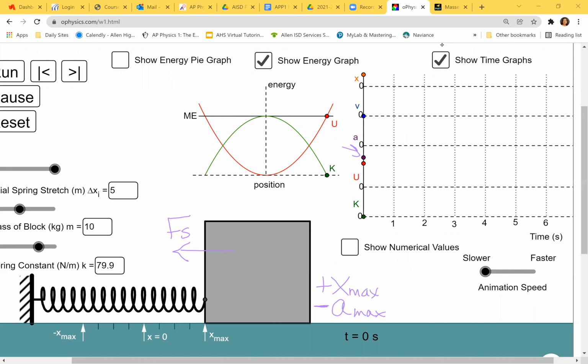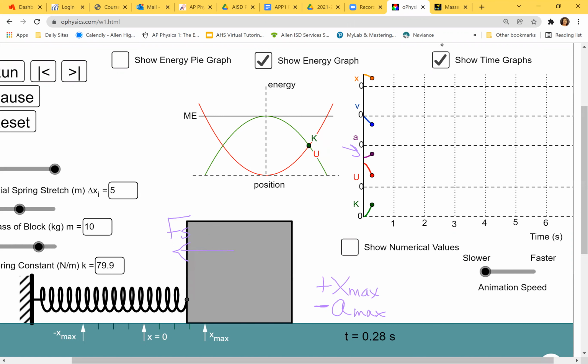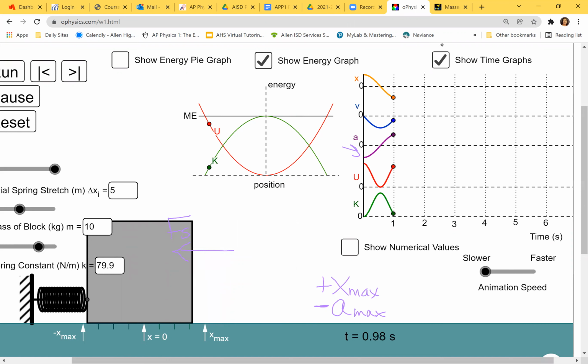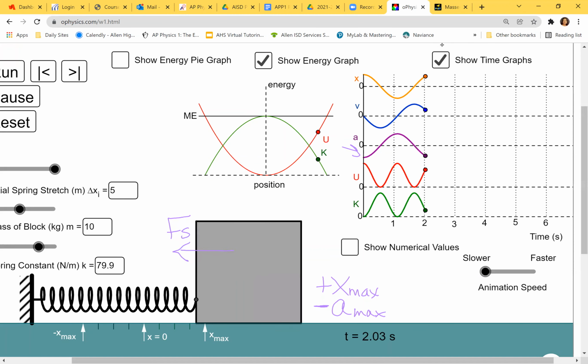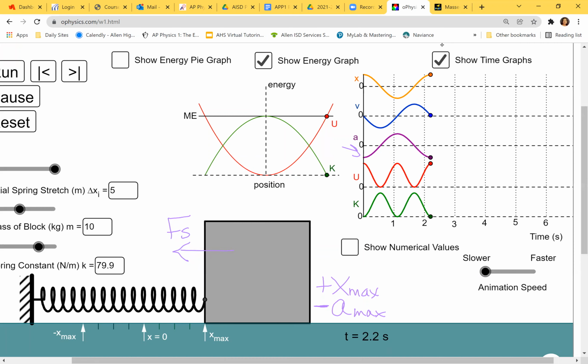If this tabletop's frictionless, if it's an ideal spring, there are never going to be losses. It's going to go and go and go. Now, in real life, it would come to a stop, yes, eventually, as time goes on. So here we go. 3, 2, 1. So maybe watch the position graph. And actually, I'm going to pause it when it reaches that maximum. Let's pause there. Evaluate each graph.